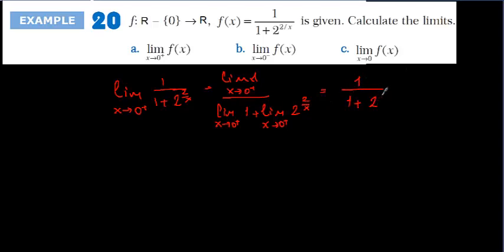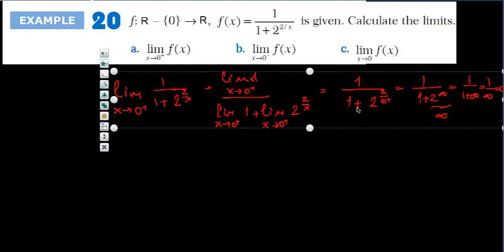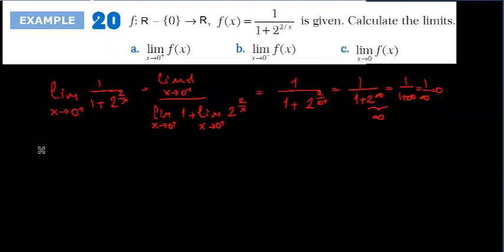This is going to be 2 to the power of 2 over 0 from the positive side, so 1 over 2 to the power of infinity. It's going to be infinity many times. If you multiply the 2, the result is going to be infinity, so it's equal to 1 over 1 plus infinity. When you add infinity to 1, it's going to be 1 over infinity. Then the answer is going to be 0 for this question. Okay, this is the first one.